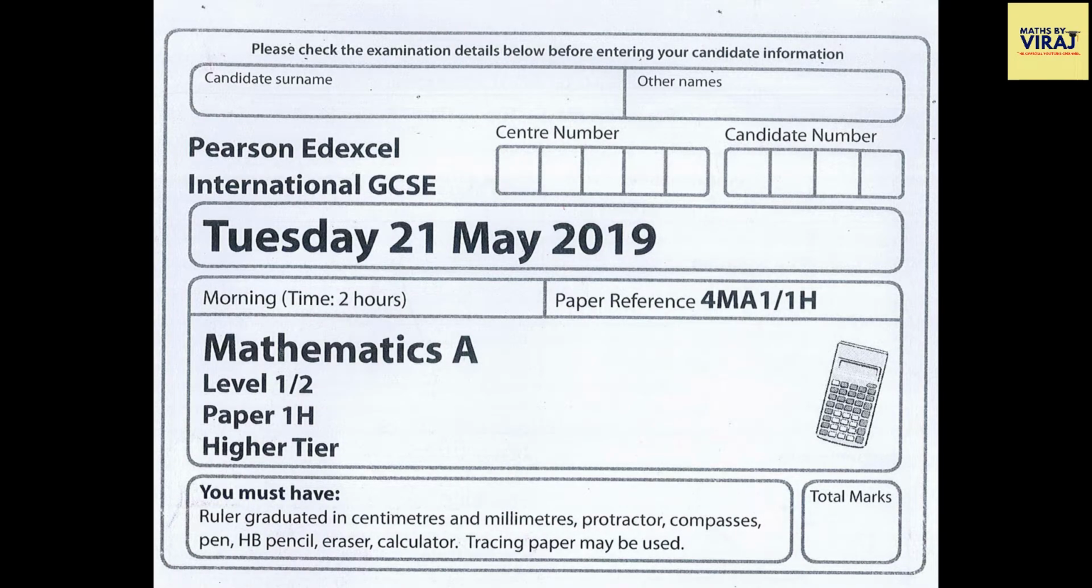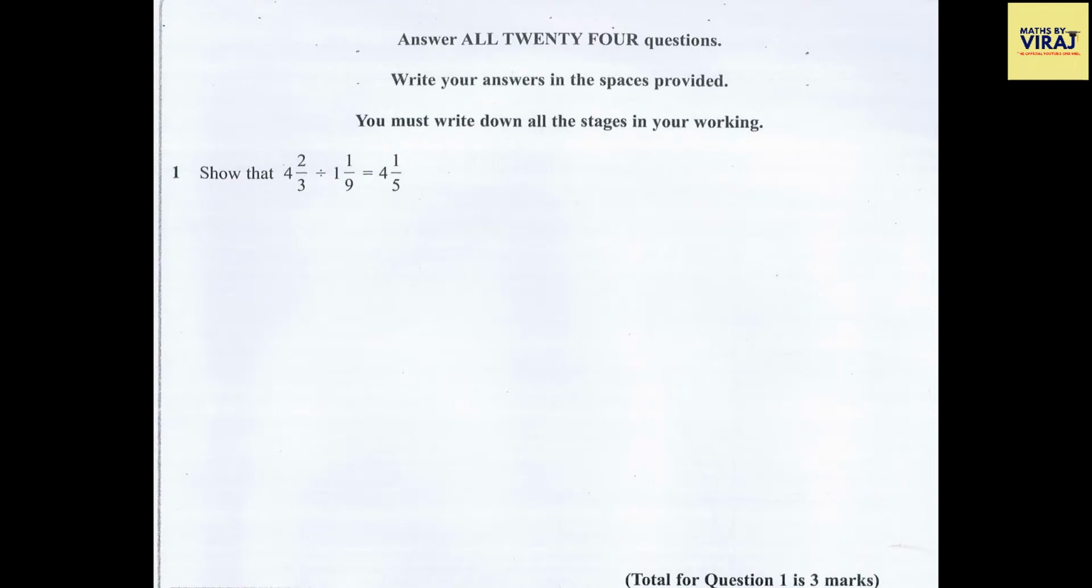Children, today I will be teaching you all the 2019 May syllabus Mathematics A paper 1H. Now if you can see the first question, they have asked us to show that 4 and 2 upon 3 divided by 1 and 1 over 9 gives you 4 and 1/5. Please see that the question is for 3 marks and you should answer for 3 marks.